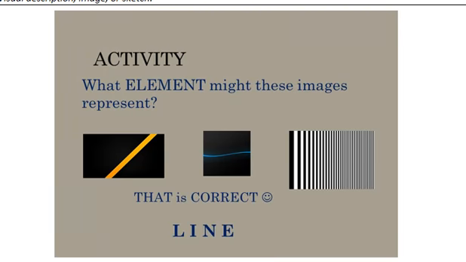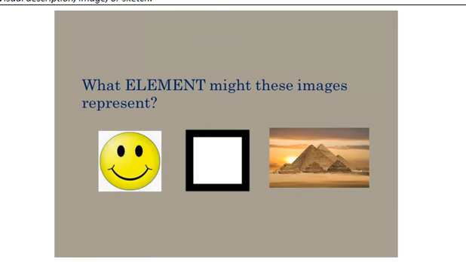If you mention line, you are correct. If you miss line, don't worry. We will be practicing so that you will be able to get it the next time. What do you see here?